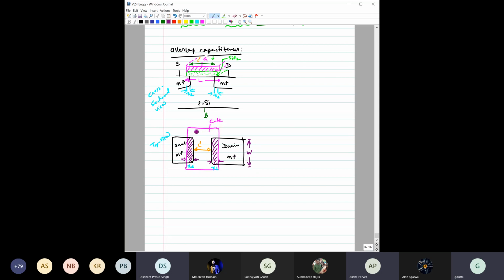Even though you can see the gate extends over a much larger region, the effective width is actually the width of the source and drain regions, because only for this region you have the channel. The current can only flow from here to here. Even though the gate is extending beyond that, the current cannot flow through that region. So current is confined only to this region. This is the effective gate width. So this is that overlap capacitance.